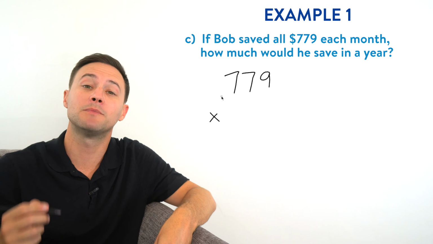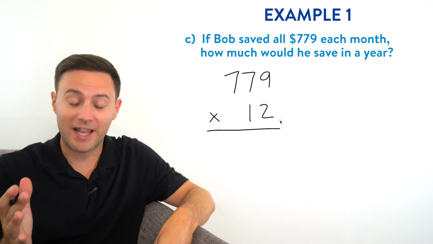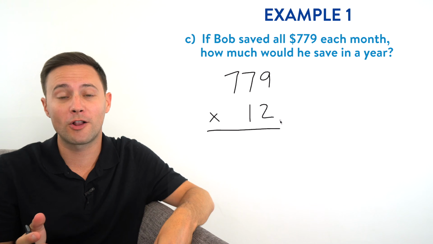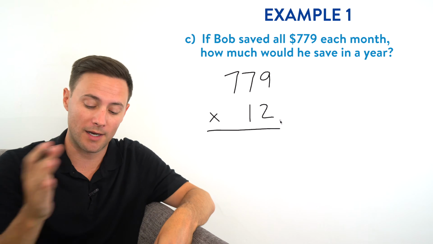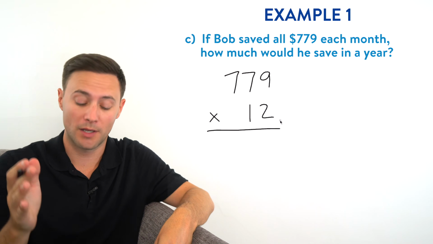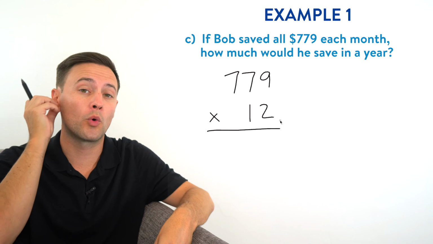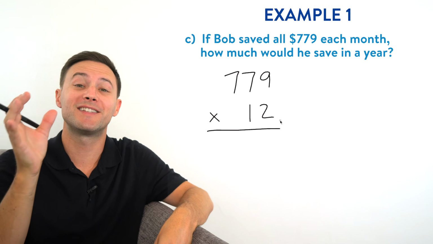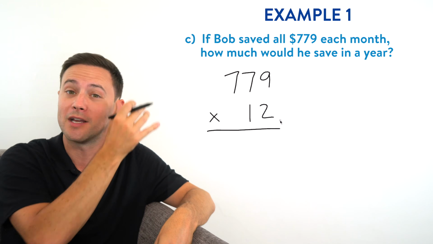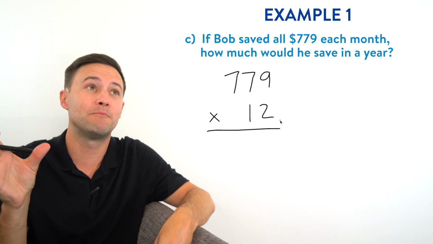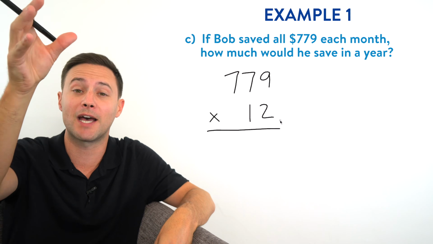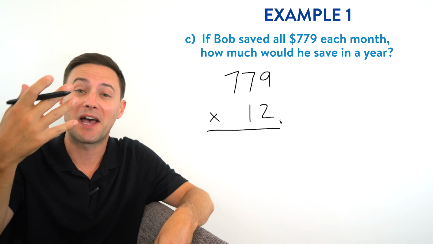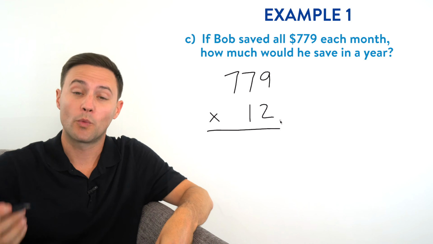So 779 times 12. Just like we've done with addition and subtraction, we're going to start in the right column and move our way left. And we're going to start with the 2. So when we're multiplying 779 times 12, we're still essentially doing the same strategy. We're breaking up that 12 and basically doing 779 times 2 and 779 times 10. And then we're going to add those two together. We're going to start with the 2.